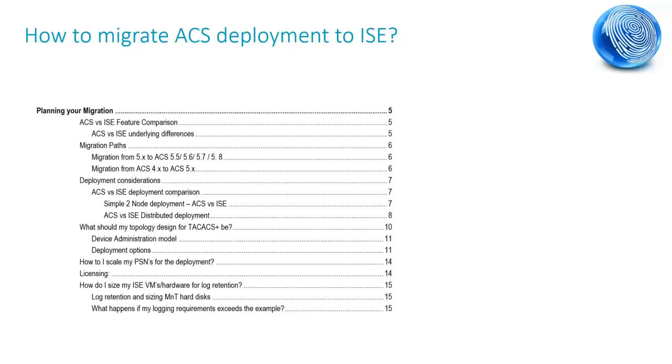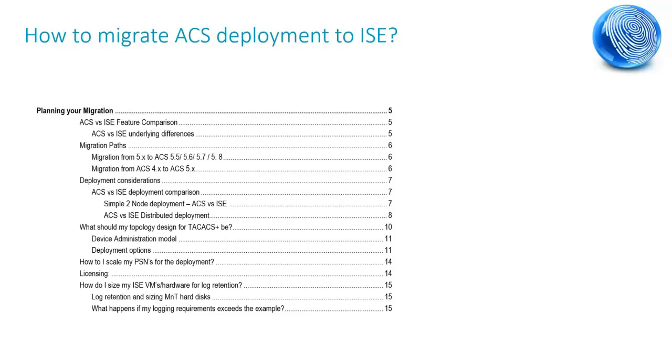And for people who are new to ISE, I have included the deployment consideration section that will give you the differences between ACS and ISE deployment. Now, having known all these basics, we will take a deep dive on the topology design, like if you have TACACS and if you have RADIUS, based on the device administration model and based on the performance metrics of TACACS as well as RADIUS. There will be deployment options provided: dedicated deployment, or you can have dedicated PSNs with shared PAN and MNT.